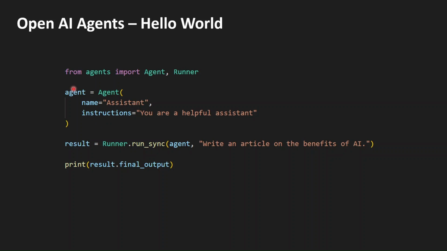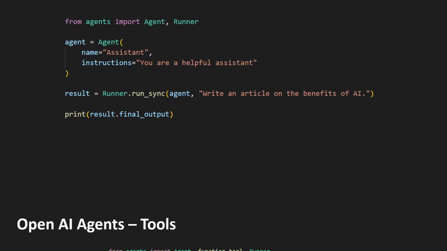Later, once the agent is defined, you can see I'm using Runner.run_sync and passing the agent and writing my query: write an article on the benefits of AI. And to print the result, I use result.final_output. That's a simple thing. We build an agent, we invoke that agent, and we print the result. So this is about the Hello World application.